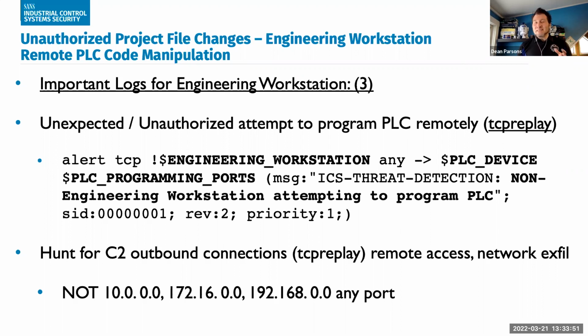Beyond this, of course, is looking for C2s. Now you can change the context of this basic rule here, pseudocode, but anything that's going to an outbound connection from your engineering workstation is potentially suspect. So anything that's not an internal 10 address and not an internal 172 address and not an internal 192 address on any port is suspicious, and hunting around these kinds of connections anywhere in your ICS is a good practice.